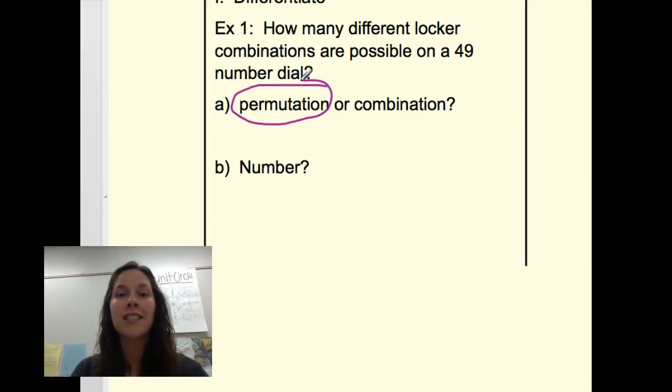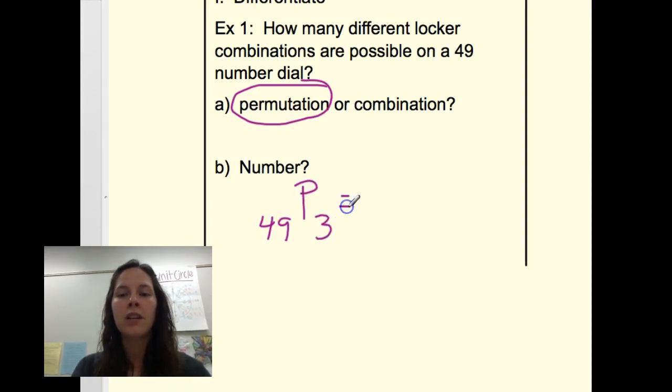Our second question is, how many of those permutations are possible? So we have 49 numbers that we are choosing from. Order matters, and we are choosing 3 of the numbers. That gives us a total of 110,544 different possible locker permutations.